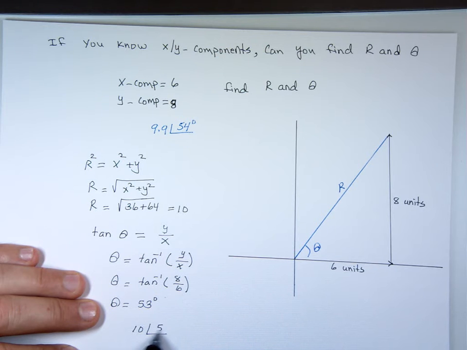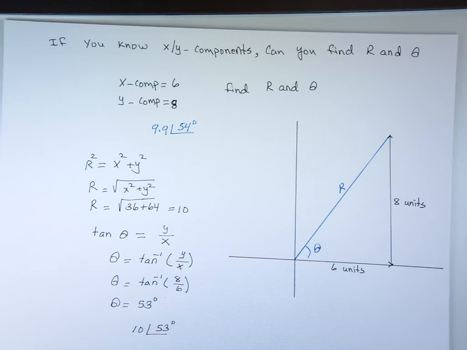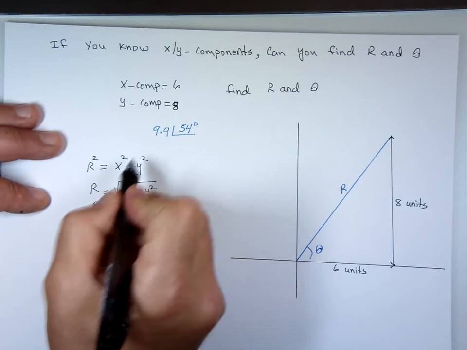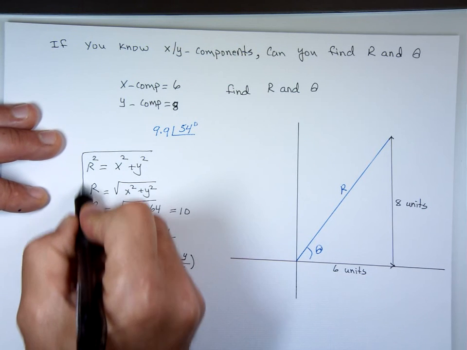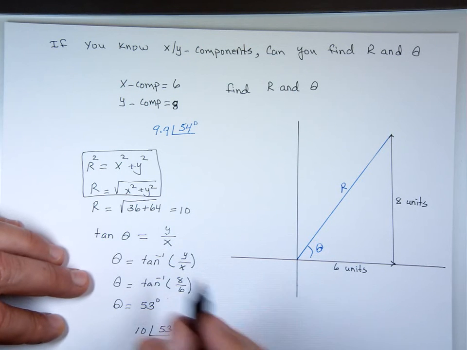I wasn't that far from it. I said 9.9 angle 54. I'm off by 1 degree, and off by 1/10 when I did it with my ruler there. So if you know x and y, you can find r by using this one, and you can find theta by using this one.